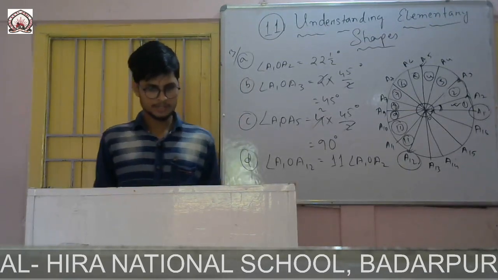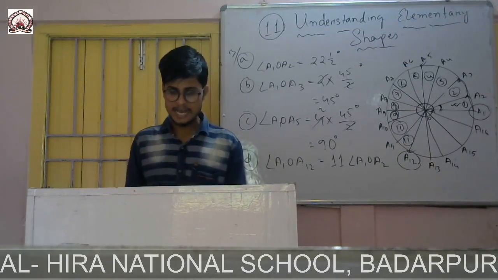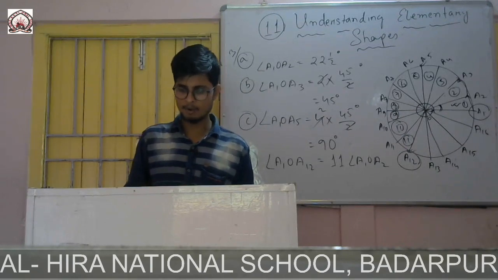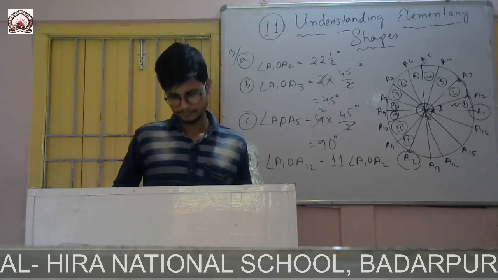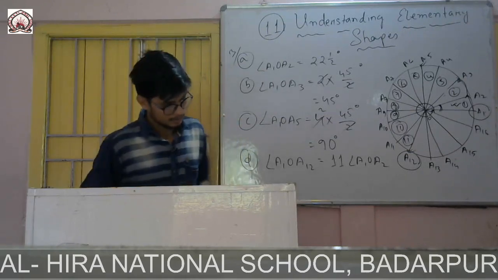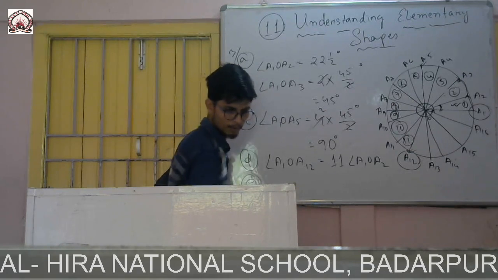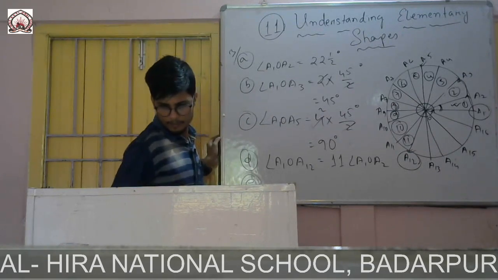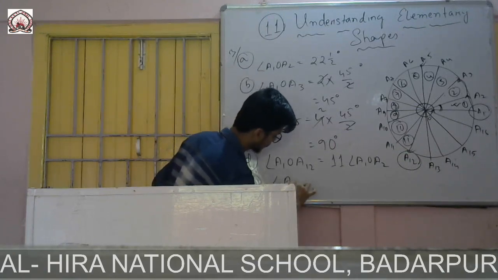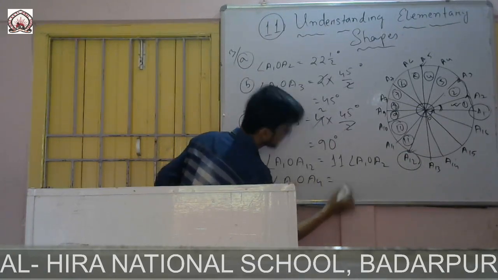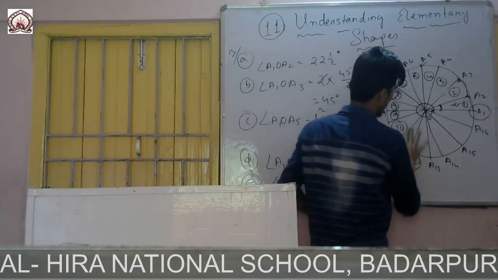Then question number E: how many times is the angle A1OA4 of angle A1OA2? So now you have to find angle A1OA4. That means up to 4 we have to go. So you see how many times it is.